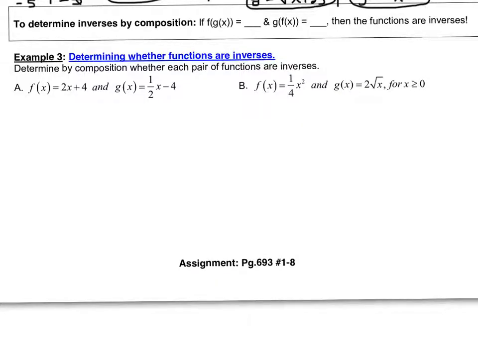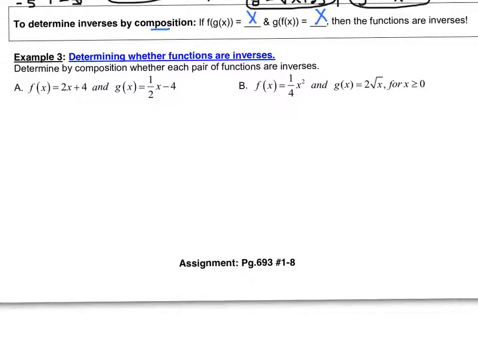Let's say we're given two functions like f of x and g of x, and we want to figure out if they're inverses of each other. We can do that by taking the compositions. If we compose f of g of x, and it equals some number, maybe x, and then we compose g of f of x, so we do it the other way, and that equals the same thing we got the first time we composed it, then the functions are inverses. So basically we have to do two compositions.